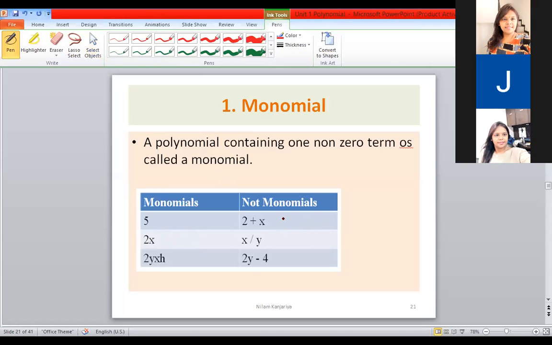The first has two terms. For that you can't say it is a monomial. It is not a polynomial. Look at x, 1 upon y, and y has power 1, so it is written y raised to minus 1. Hence it is not a polynomial. And again, this one has two terms, so it is again not a monomial. So this is the definition of the monomial. Monomial means it has only one non-zero term.